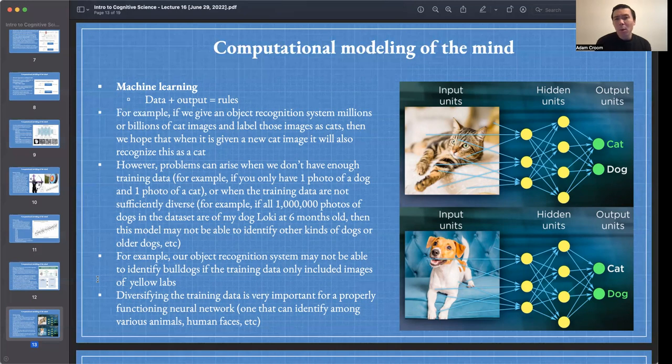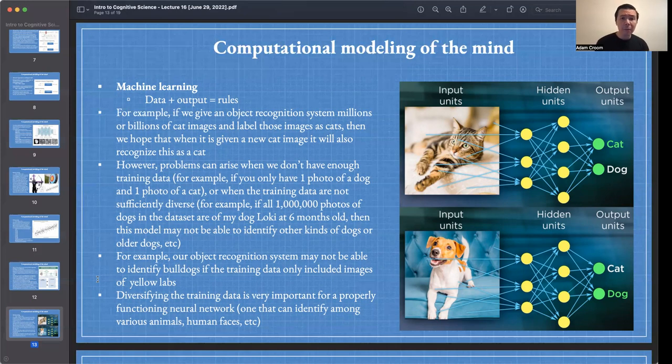However, problems can arise when we don't have enough training data. For example, if you only have one photo of a dog and one photo of a cat, you're not going to be able to train your model adequately. Or another problem is when the training data are not sufficiently diverse.